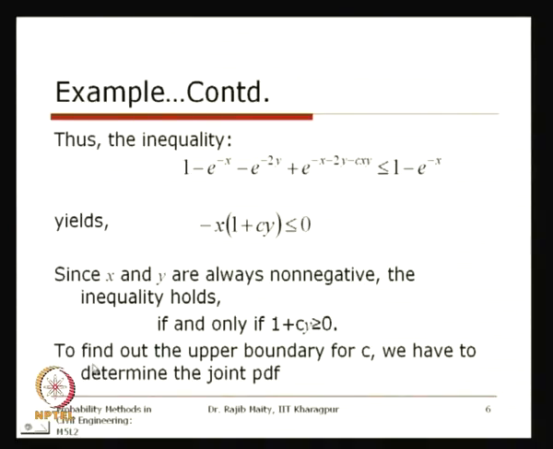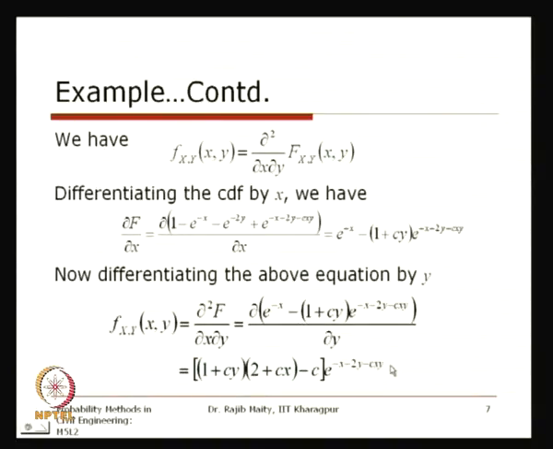Now if we want to know the upper boundary of this c, we have to determine it from the joint PDF. And you know that, in the last lecture, we defined the joint PDF as the double derivative with respect to x and y of this cumulative distribution function.